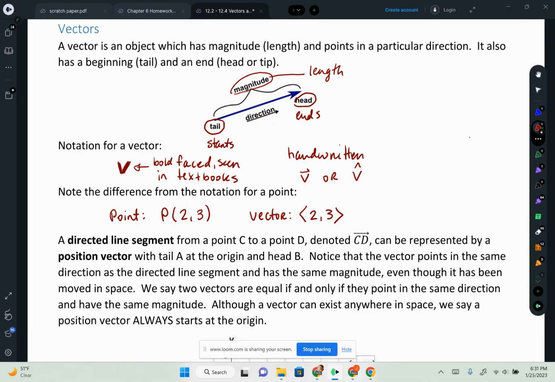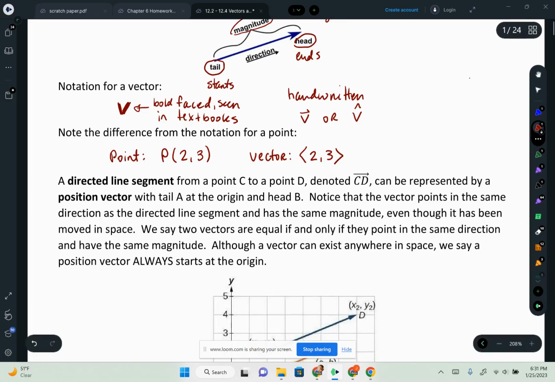A point is one particular spot in space. A vector is like a pointy stick, okay? So make sure that when you're using your different notations, you are using angle brackets for a vector and you're using your parentheses only for points or for intervals possibly.